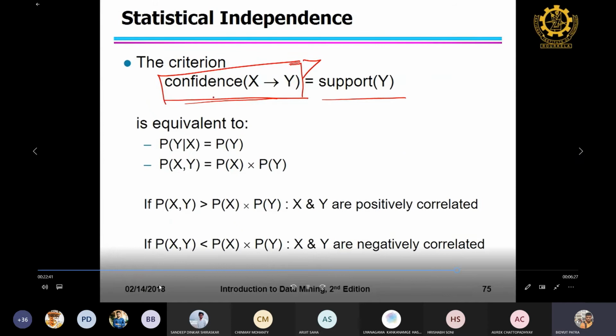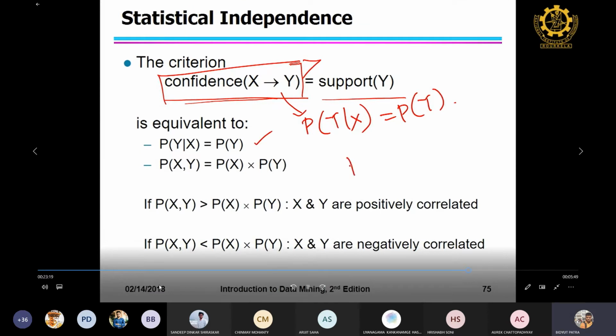So what is this? A rule X to Y: if people purchase X, very likely they will purchase Y. In probability terms, that is the probability of Y when people already purchased X. And what we want is that it should be the same as at least the support of Y. What is the support of Y? How many times Y appears in the transactions. That is nothing but the probability of Y. So we can write the probability of Y.